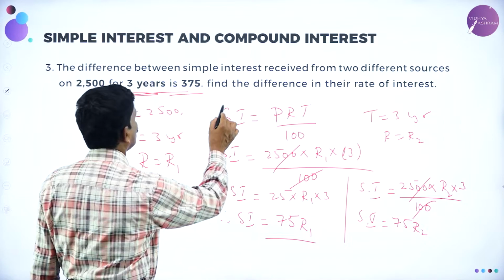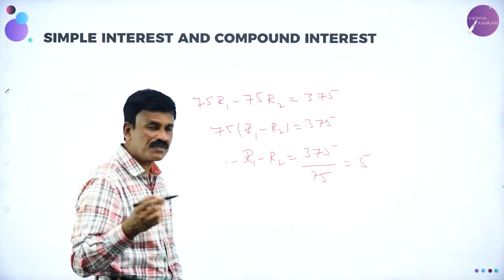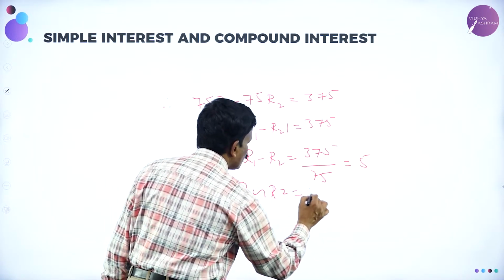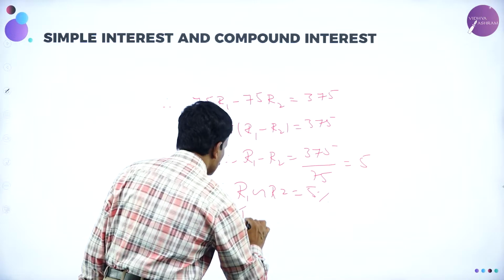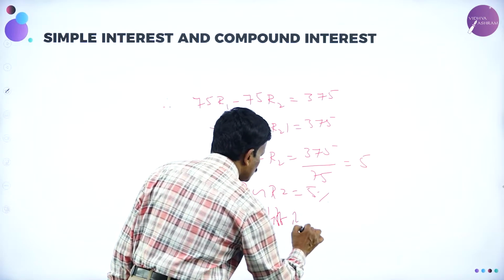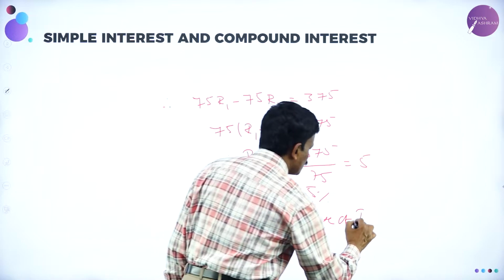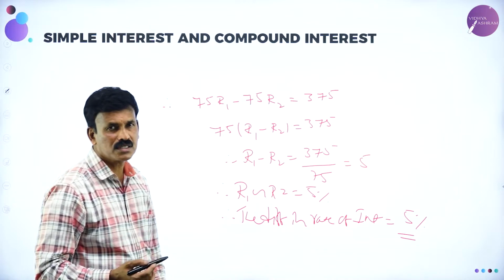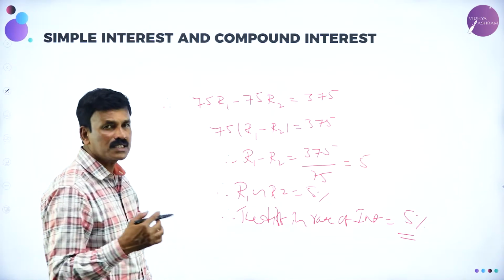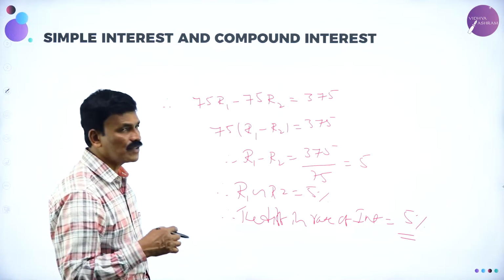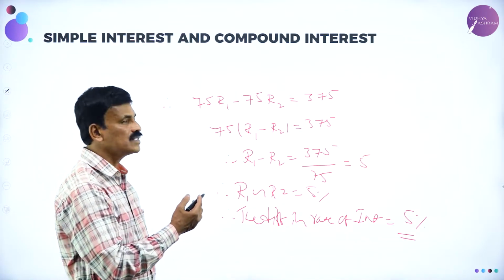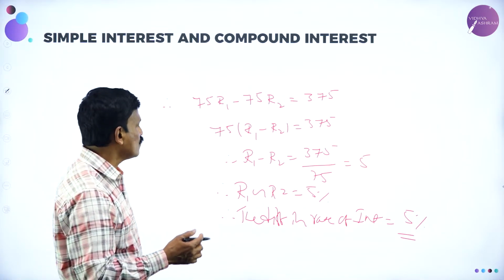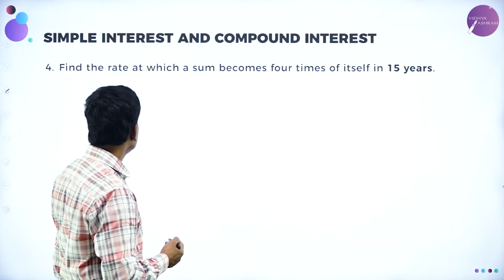So find the difference in the rate of interest. The difference in the rate of interest, R1 minus R2, is equal to 5%. Just find out the simple interest for case 1 and case 2, R1 and R2, and take the difference. The difference is 375 divided by 75, that's equal to 5. So the required rate of interest is 5%. That's it. Now let us come to the next problem.